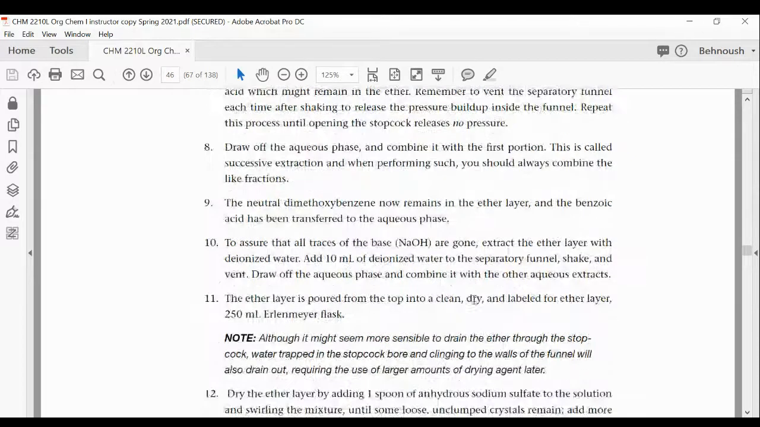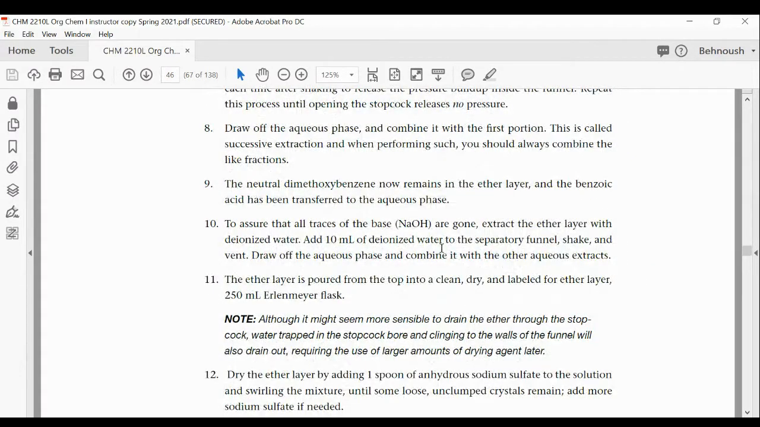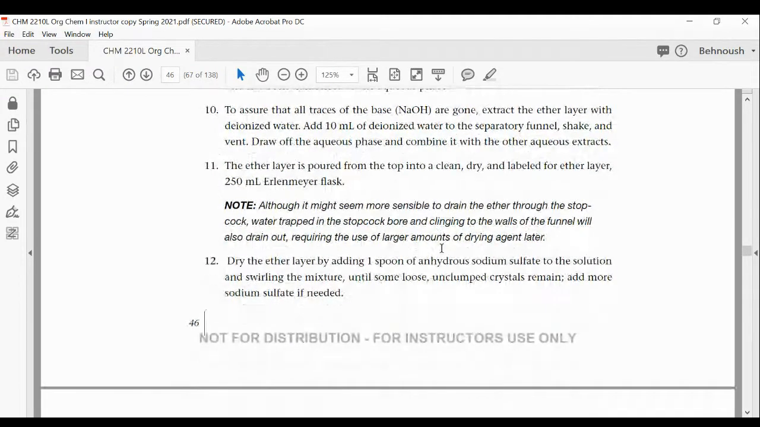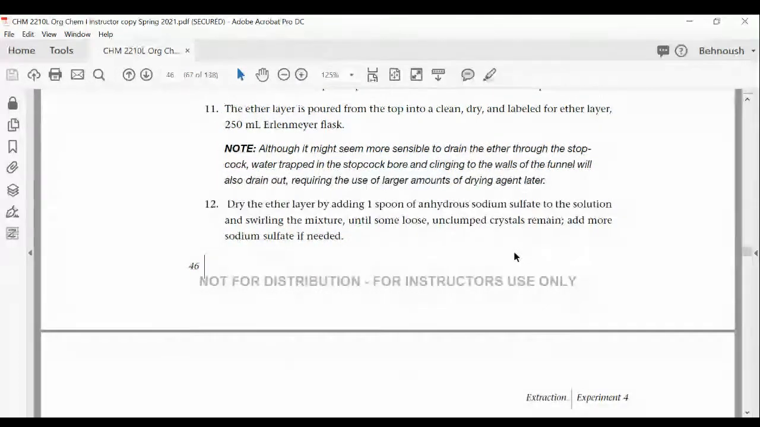Now, what's the purpose of using the additional 10 milliliters of the sodium hydroxide here? This is the case where you want to collect all the trace amount of benzoic acid, the remaining amount of the benzoic acid. Yes. Then you are going to collect that in a flask.